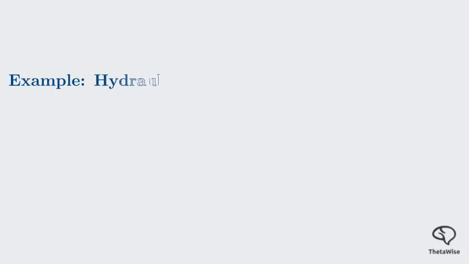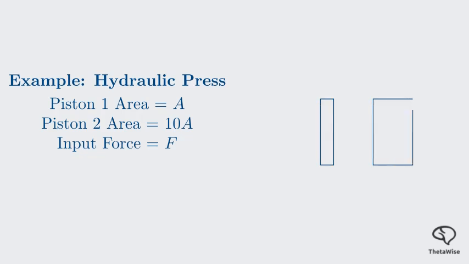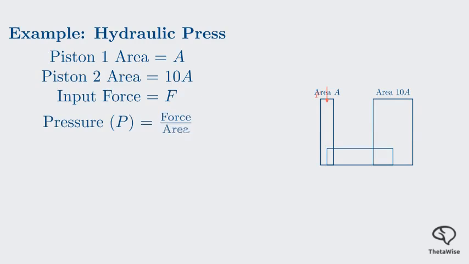Let's try a mathematical example to see this in action. Suppose we have a hydraulic press, where the larger piston is 10 times the size of the smaller one. If the smaller piston has an area A, and the larger piston has an area of 10 times A, what happens when we push down with a force, F? We know the pressure must be the same throughout the liquid.